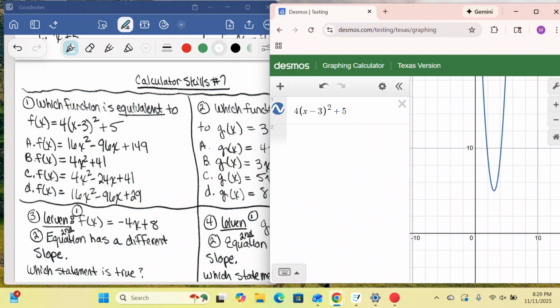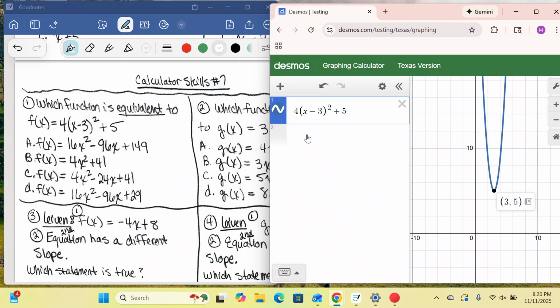It does have one vertex. It's got my axis of symmetry. What is my axis of symmetry? My axis of symmetry is the x value of my vertex, which is x equals 3. Now I know all that, but the question at hand is which function is equivalent to this thing.